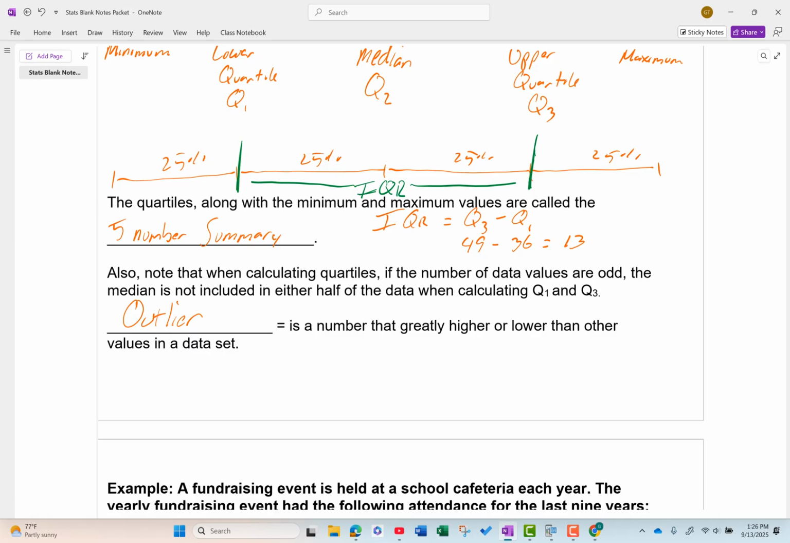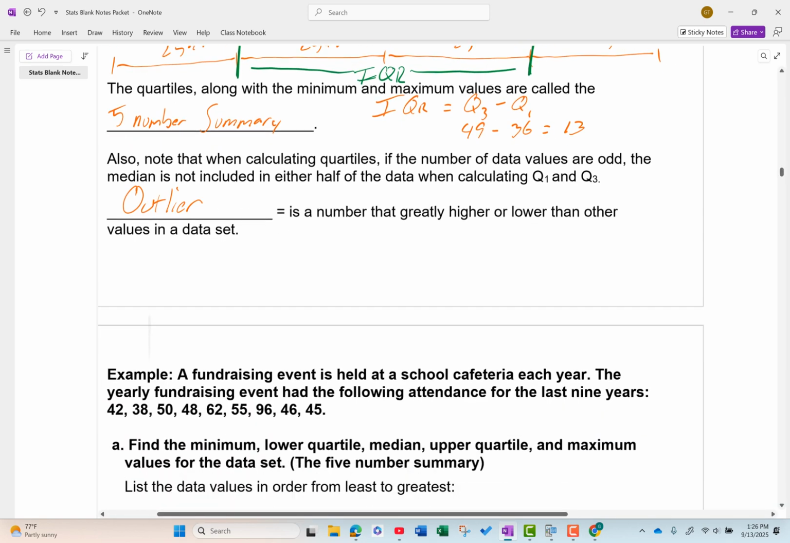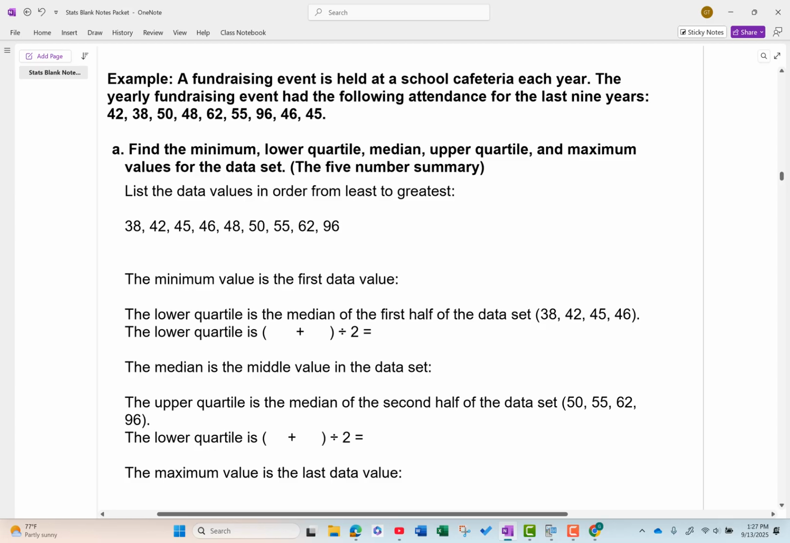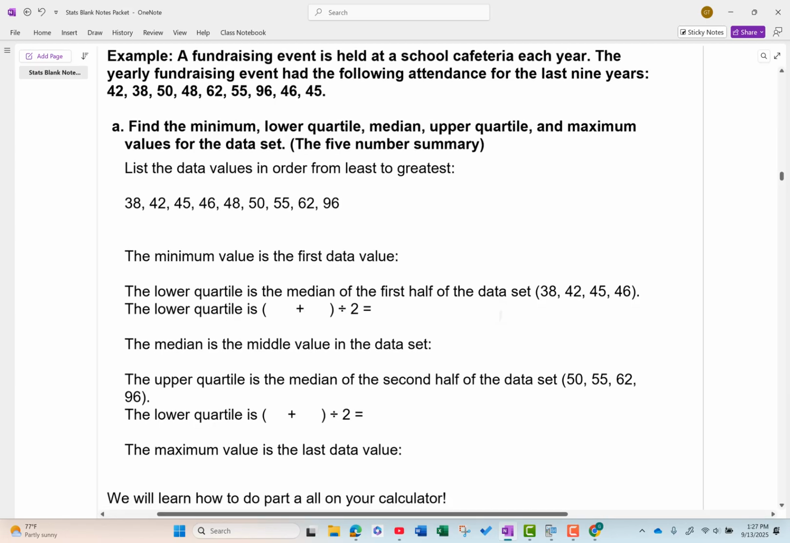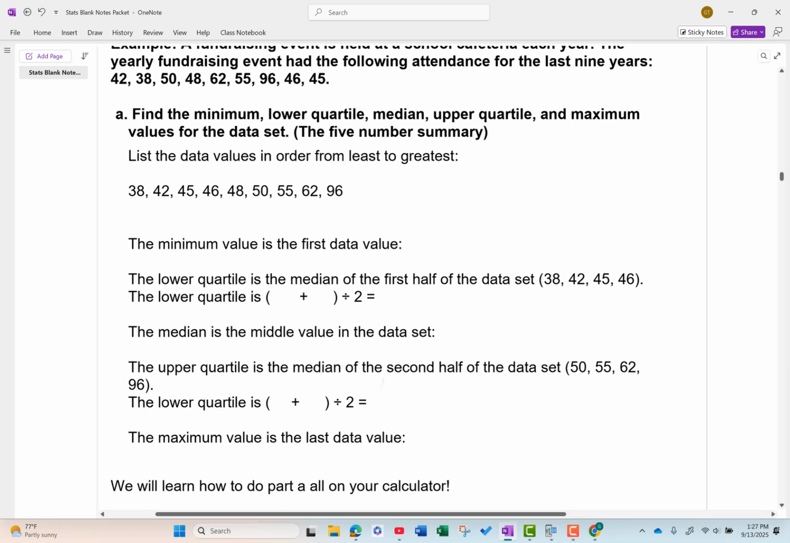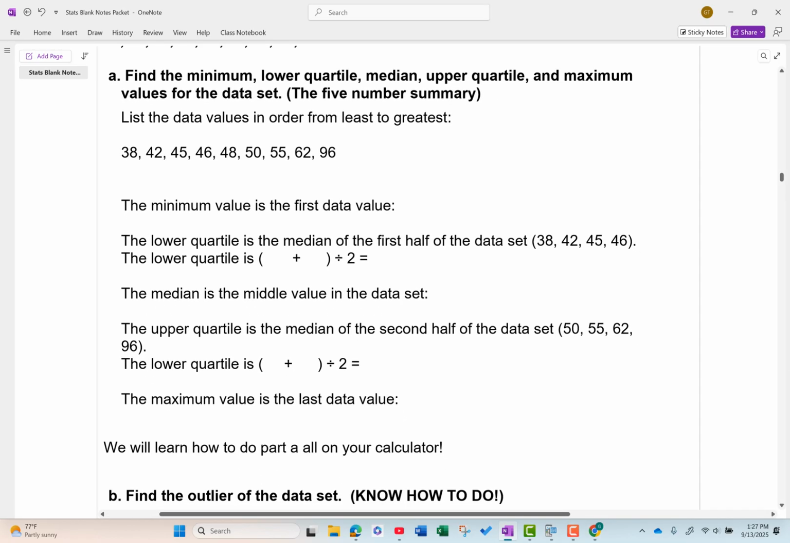Let's take a look at a couple of examples and see if we can figure these things out. We have a fundraiser at a school cafeteria, and they track the attendance over the last 9 years. The question is to find the minimum, lower quartile, median, upper quartile, and maximum, your 5-number summary. The first step is always to list the data values from least to greatest, which they have done for us, thankfully.